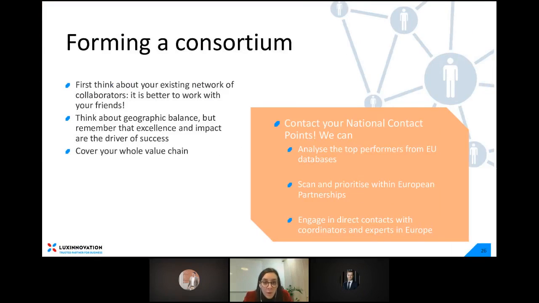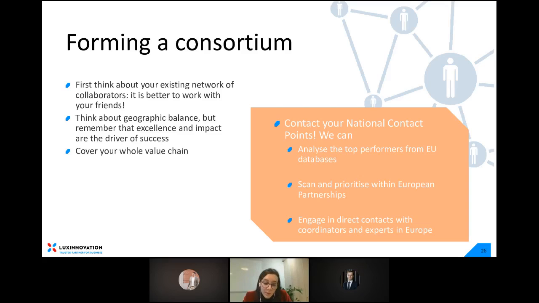About forming or joining a consortium. Quickly, a consortium is your cooperation team with whom you will work on the project, on writing the project proposal, but also on the project implementation. It's a legal requirement.